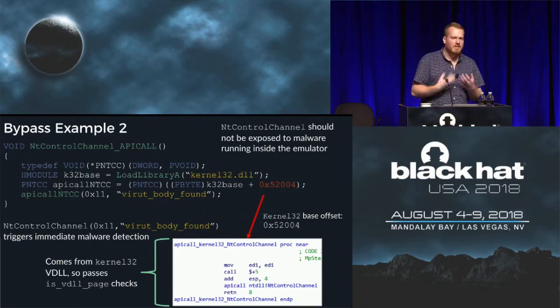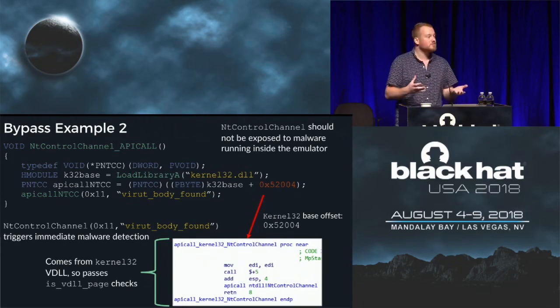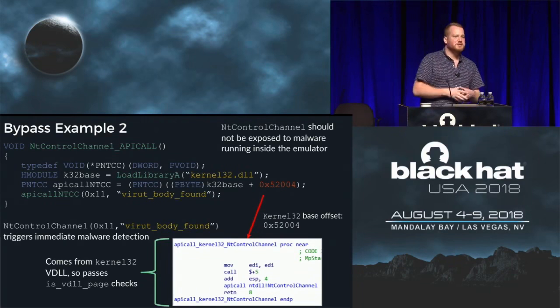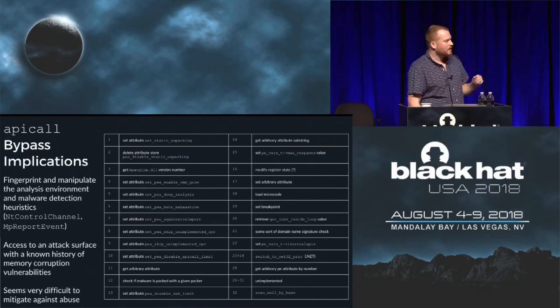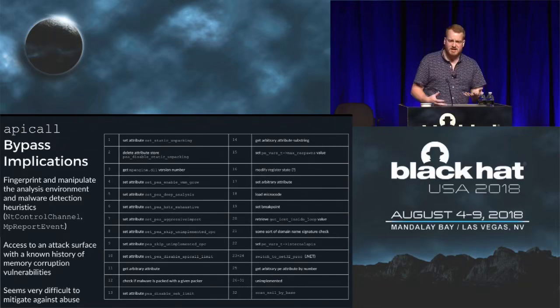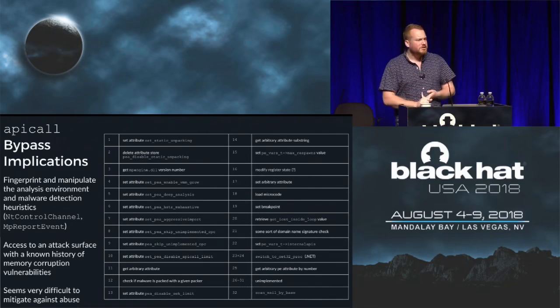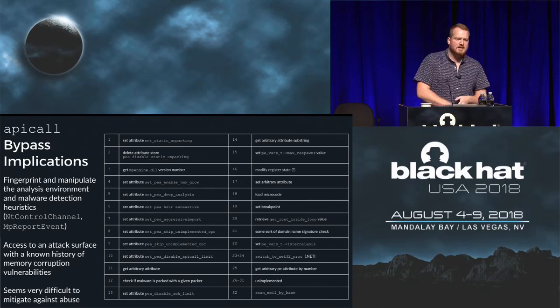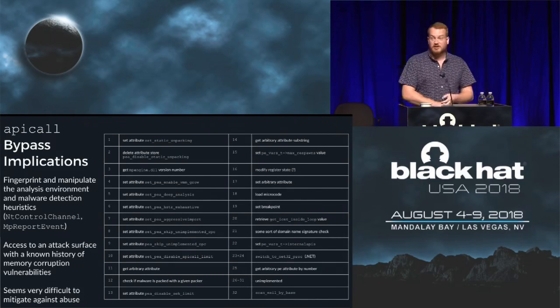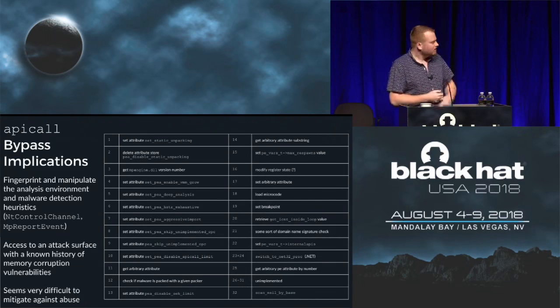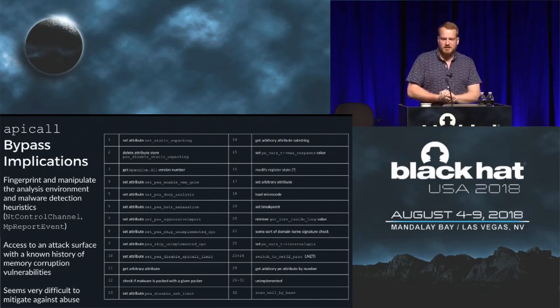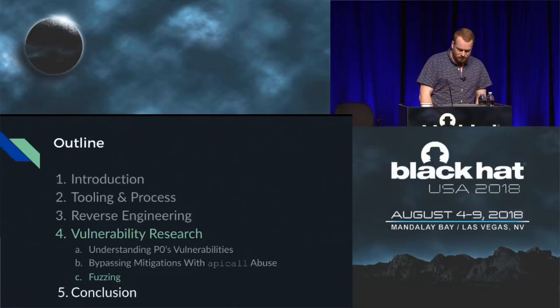This seems like a pretty systematic design thing, that you have to have these API call stubs exposed within the emulator. It seems fairly hard to patch out a vulnerability like this. I'm going to skip over the quick demo of that. But basically, it's not quite a memory corruption, but it does open us up to controlling and manipulating the engine, and also lets us access an attack surface with a known history of vulnerabilities, as Google Project Zero has demonstrated. And you can do all sorts of weird debug interface things with NtControlChannel.